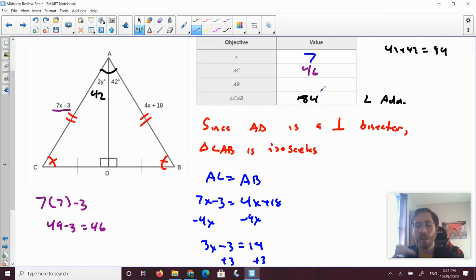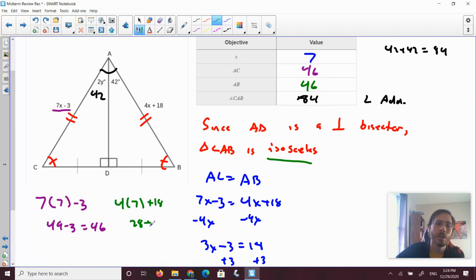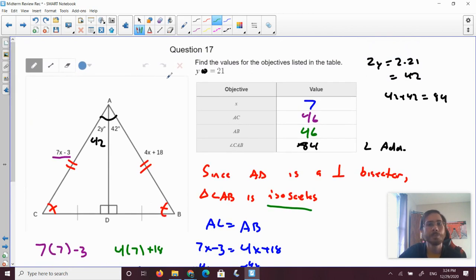Now, just like we had in that other question, if I wanted to, I could plug 7 in for this one over here. But I know AC and AB have to be the same because it's isosceles. So I know this one's automatically going to be 46. Again, I can double check it if I want. 4 times 7 plus 18, 28 plus 18 is 46. So those check out. It's good to check to make sure we got the right result, and we did. So we've got all of our values in the chart, and it looks like we're all set with our triangle.